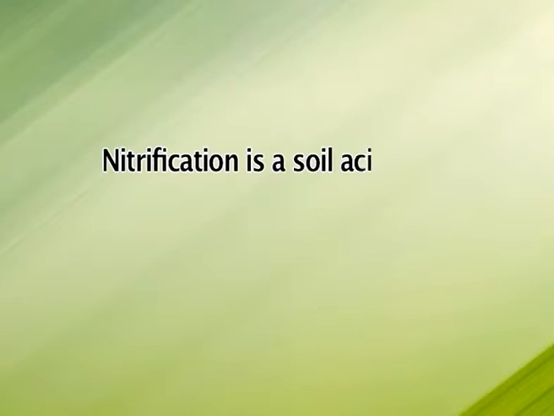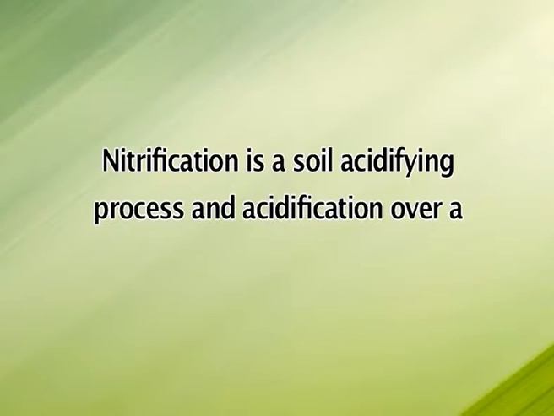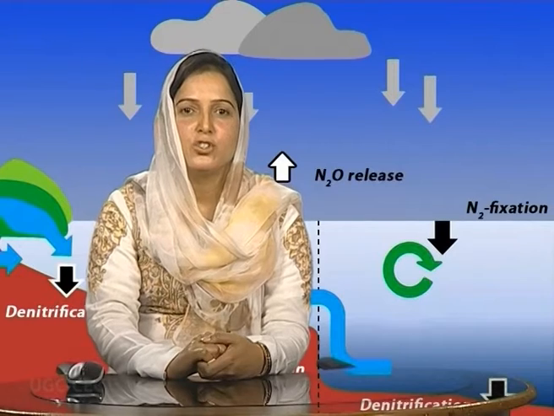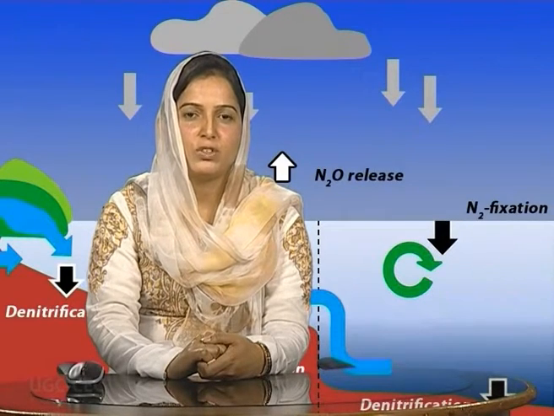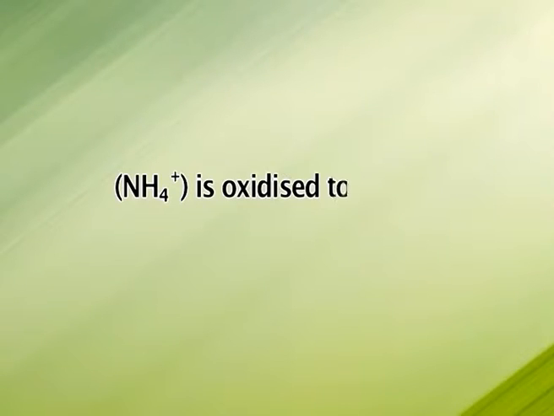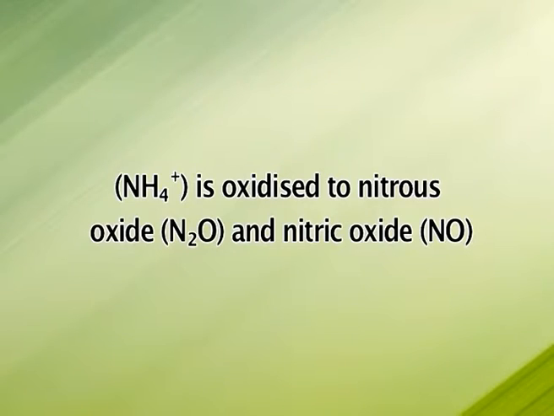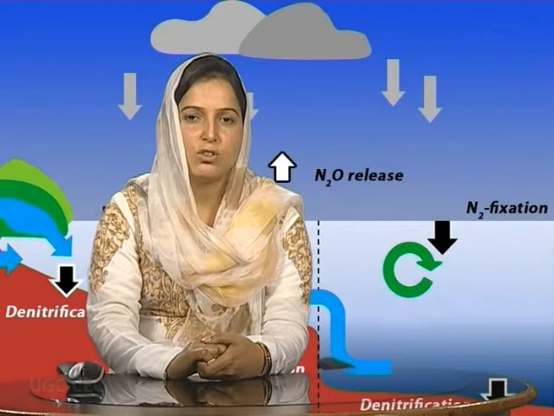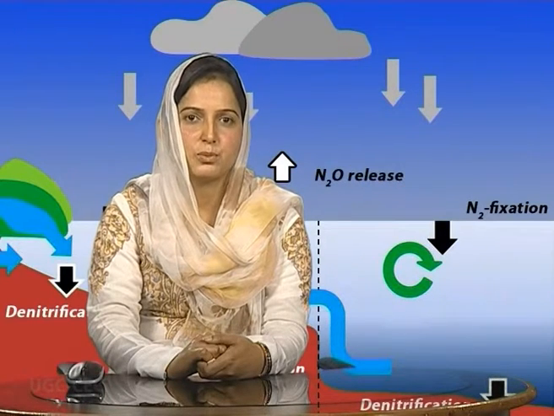Nitrite is toxic even in small amounts. However, tight coupling of nitrification reactions prevents its build-up in the soil. Nitrification is a soil acidifying process, and acidification over a period of time inhibits nitrification. During nitrification, a small amount of the initial substrate, that is NH4, is oxidized to nitrous oxide and nitric oxide. Both these gases have global warming potential and also cause ozone layer destruction.